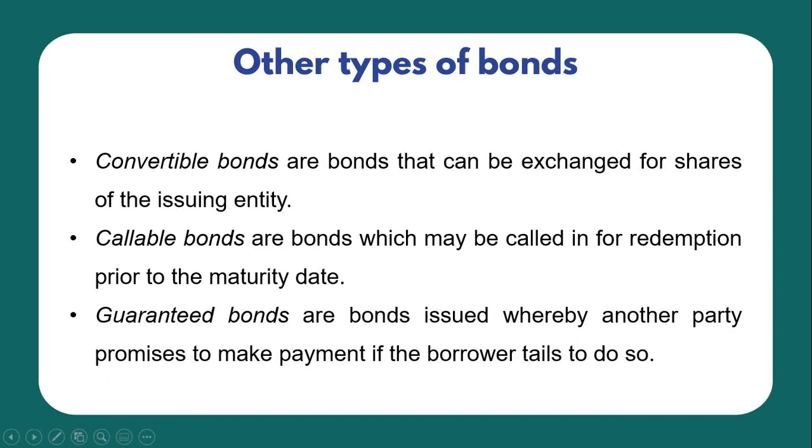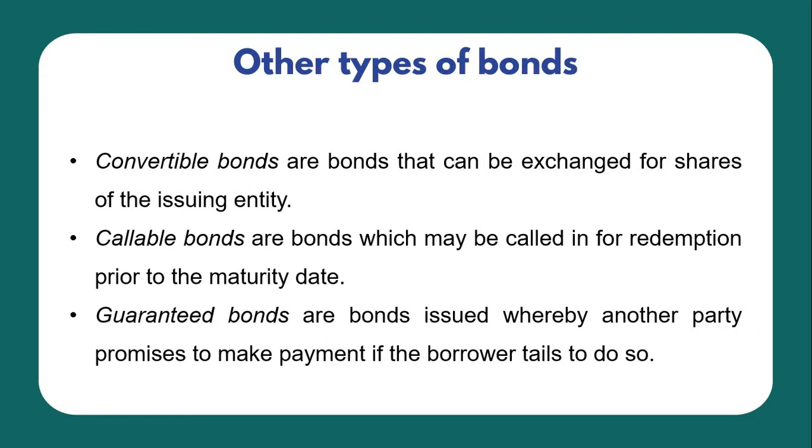Other types of bonds, we have convertible bonds. These are bonds that can be exchanged for shares of the issuing entity. So, convertible bonds, from the word itself, are initially issued as bonds, but subsequently, the bondholder may convert the bonds into shares of stock of the issuing entity. In effect, once converted, the bondholder will become a shareholder.